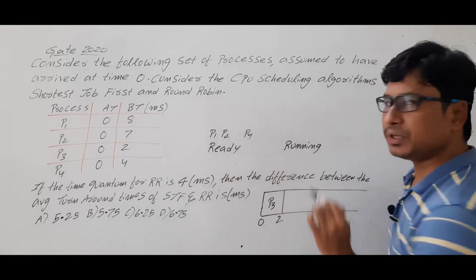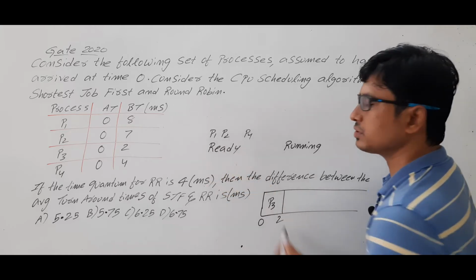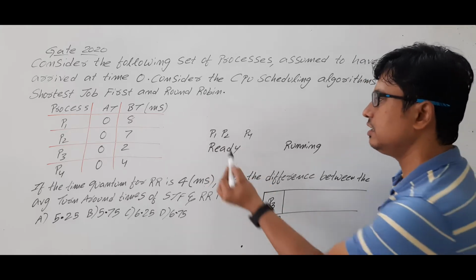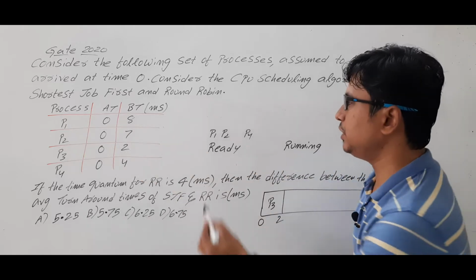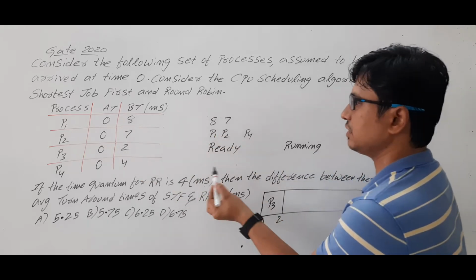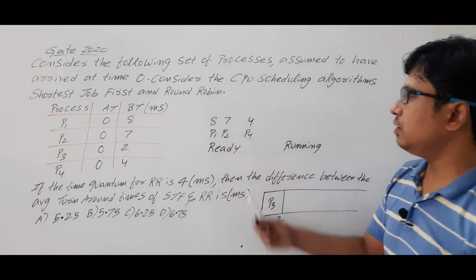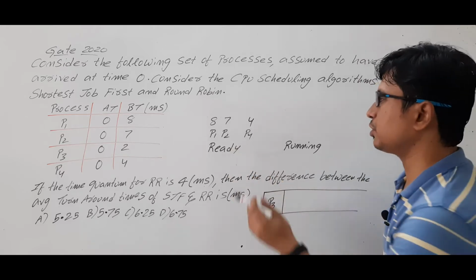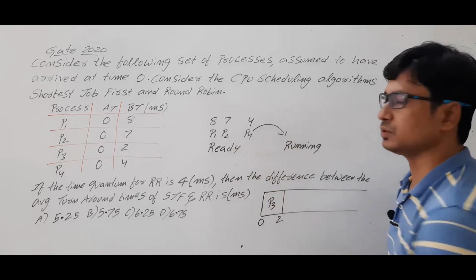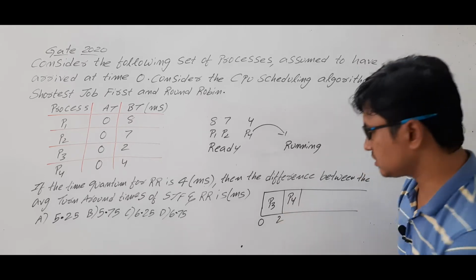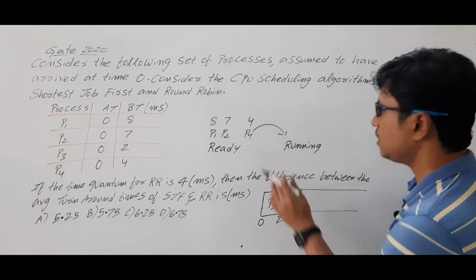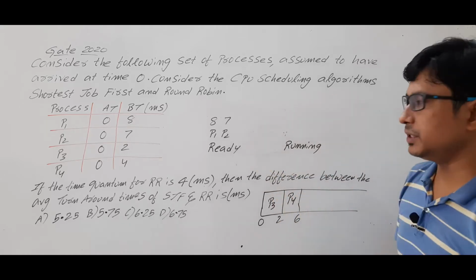Now, once P3 is completed, look at the processes in the ready state, which are P1, P2, P4. Look at their burst times: P1 is 8, P2 is 7, P4 is 4. Which process has the least burst time? Process P4. So it will be dispatched to the running state and it will run for 4 units of time. Once it is done, it will go to the terminated state.